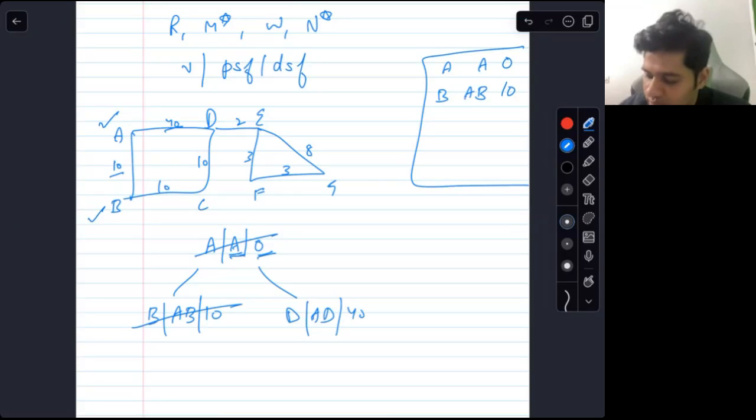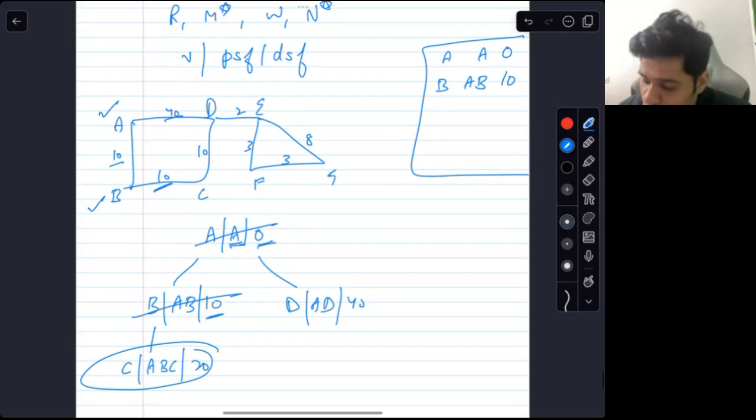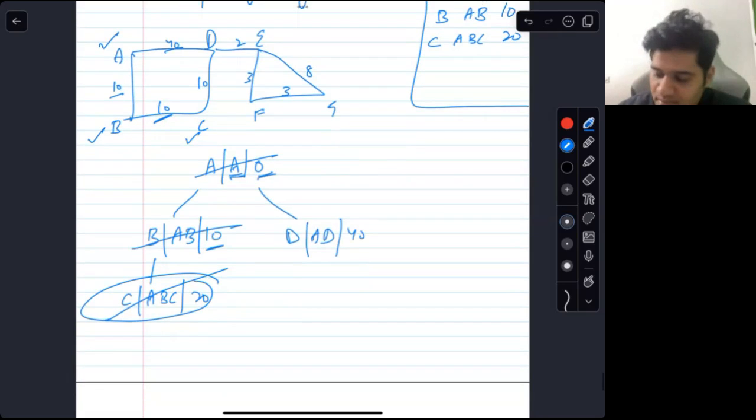Neighbors A and C. So I will only add C. C: A, B, C, this 10 plus this 10, 20. Remove, mark, work, add the neighbors B and D. B is already done, so I will add D. D: A, B, C, D and 30.